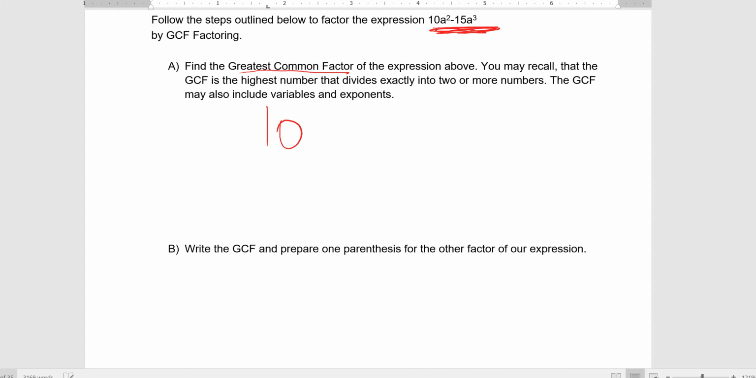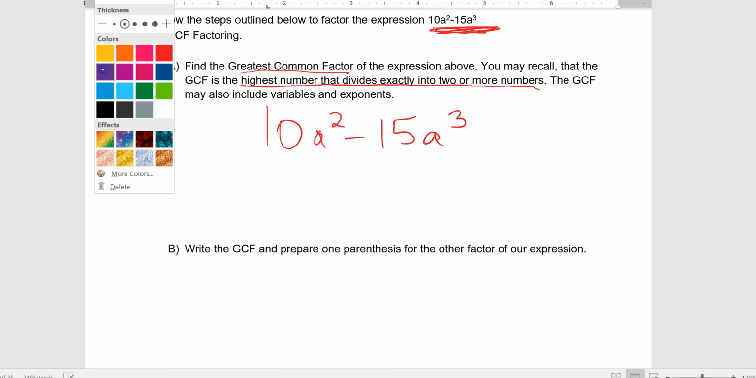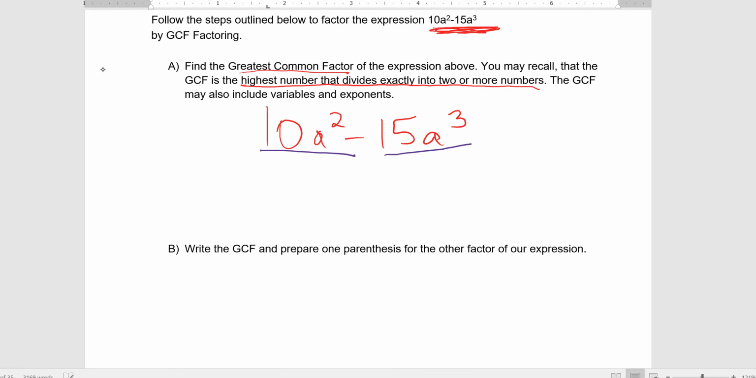Okay, so this is our expression, 10a to the second minus 15a to the third. We're looking for the highest number that divides into two or more numbers. So if we're looking at 10 and 15, the highest number that divides into both of them is 5. Okay, but the GCF may also include variables.